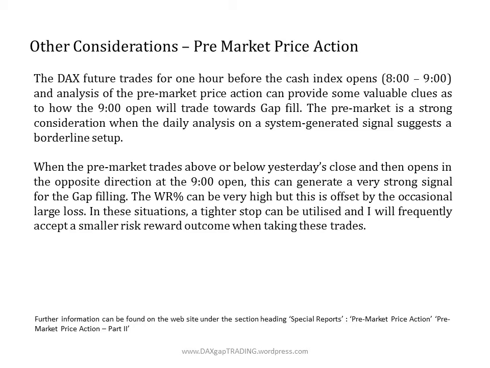An example of favorable pre-market price action would be when the pre-market trades above or below yesterday's close and then opens in the opposite direction at the 9 o'clock open. This can generate a very strong signal. I've found that the win rates are frequently in excess of 90%, but these wins are quite small in terms of opportunity, and the occasional large loss can wipe out a large series of small wins. So in these situations, I have found that a tighter stop can be utilized, and I will, due to the high win rate, frequently accept a smaller risk-reward outcome when taking these trades.